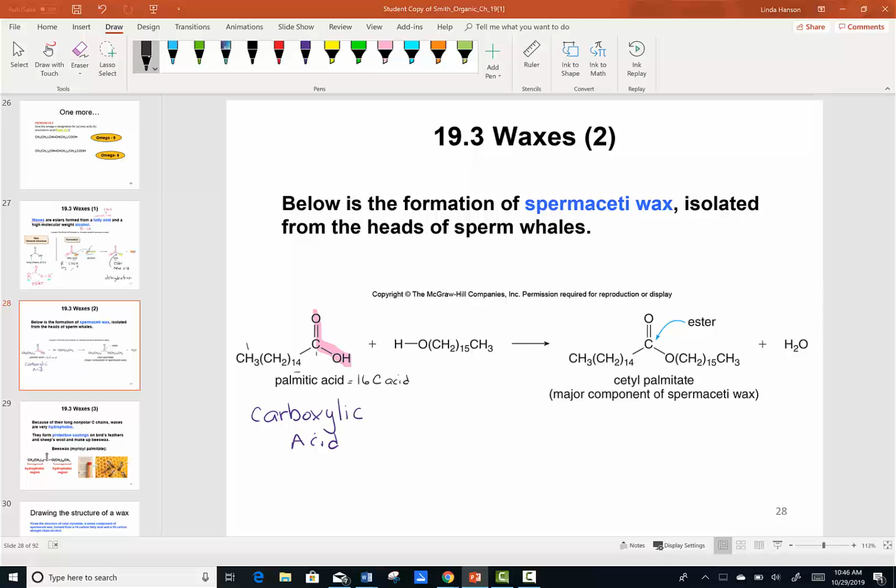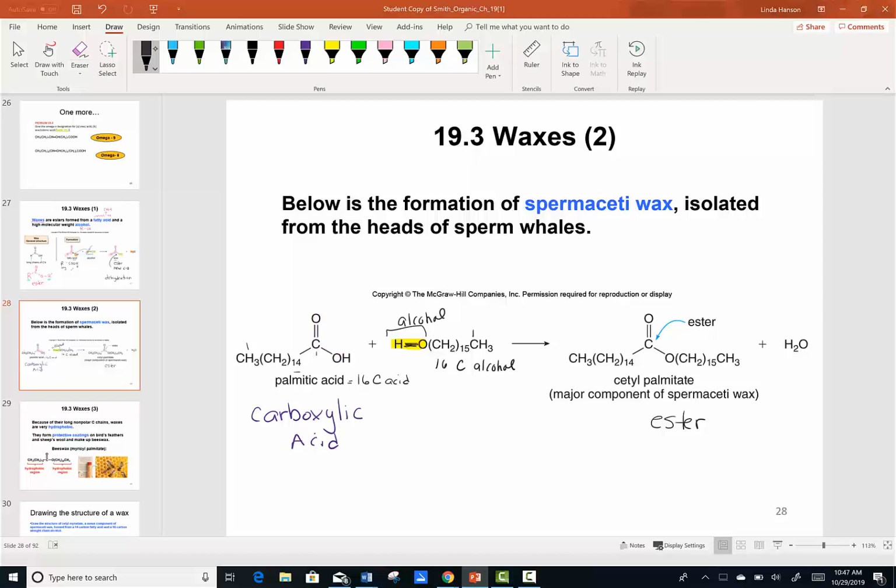We're reacting that with an alcohol, and I see that this is the alcohol functional group. I see the OH. We're emphasizing where the new site of attachment will be by lengthening the bond between the hydrogen and oxygen of the hydroxyl group in the alcohol. This particular alcohol is 1 plus 15 more. This is a 16 carbon alcohol unit. So we have the functional group of an alcohol and a functional group of a carboxylic acid combining to make a wax, which we know is the chemical functional group family of an ester.